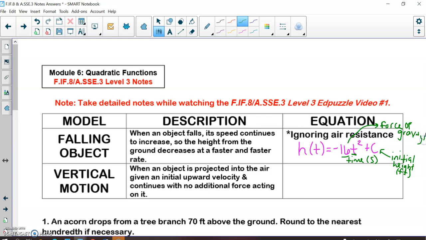And then the vertical motion model is when you have an object that is being projected into the air. So maybe you throw your object up in the air, or you slingshot your object up in the air. That would be considered the vertical motion model. And this equation in function notation is h of t is equal to negative 16t squared plus v times t plus c. All the variables are the same except v is your initial upward velocity in feet per second.